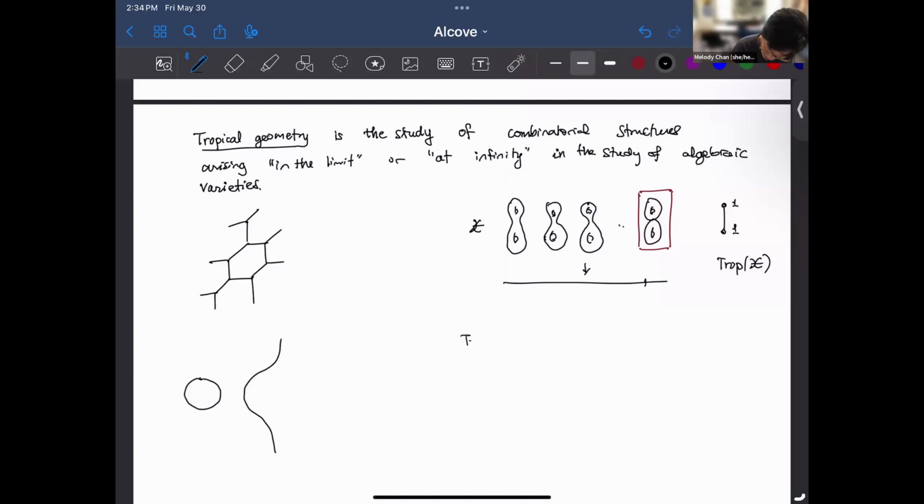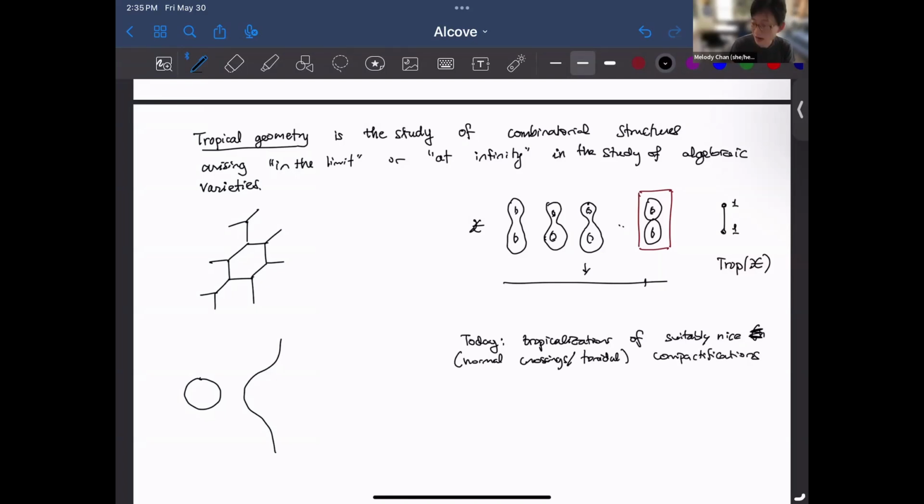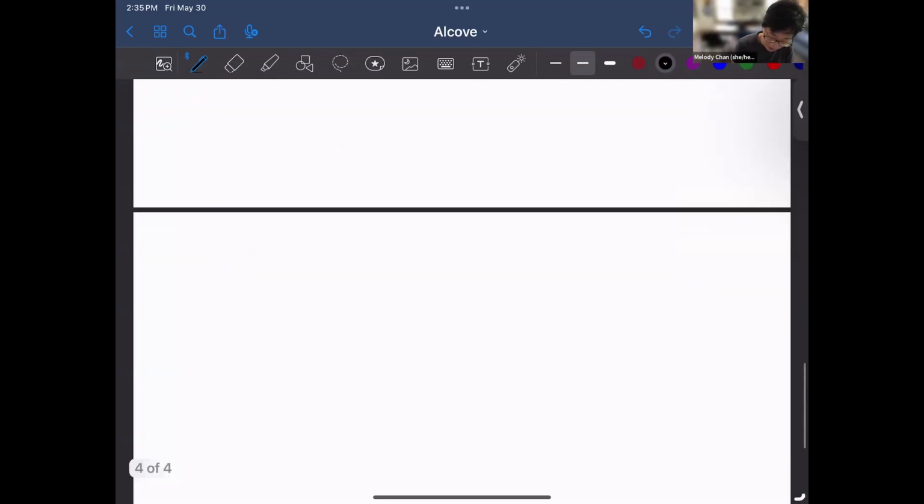Here today we will study tropicalizations of suitably nice, also called normal, so formally normal crossings, or toroidal, compactifications. And let me give you a small example before launching into the main example I wanted to share with you. So let's start with a cartoon example.